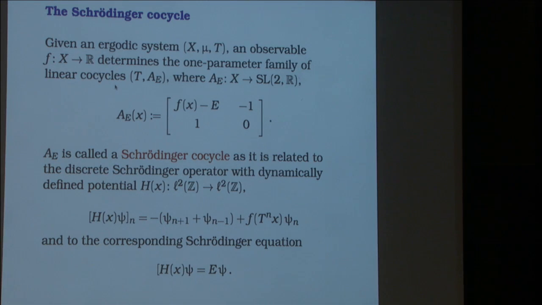with an additional symplectic structure, yes. And also, if instead of a Schrödinger cocycle you consider a more general finite differences operator, if instead of a Schrödinger operator you take a Jacobi operator, then you end up with a much more general type of linear cocycle.